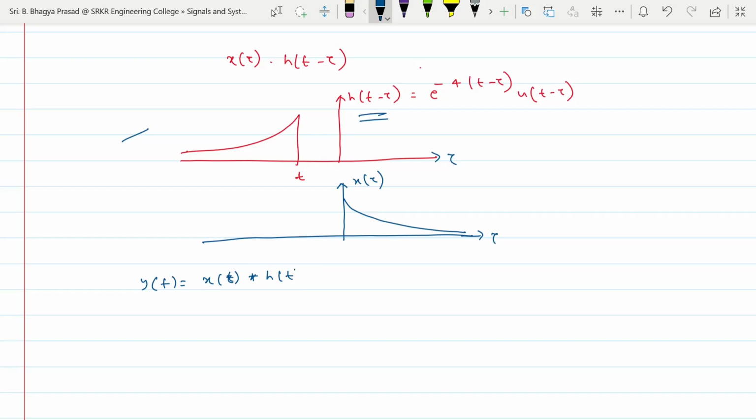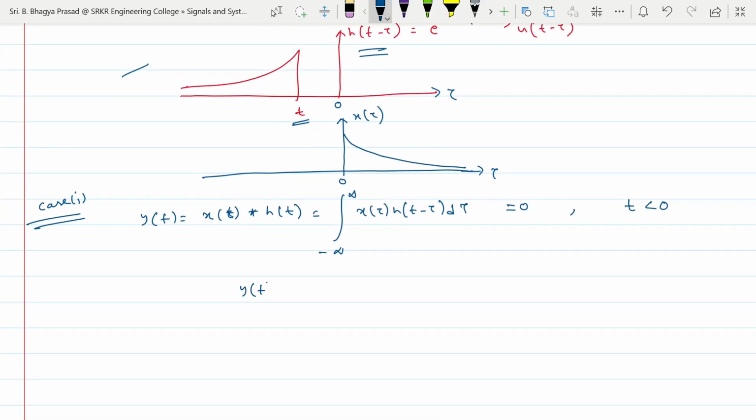x of t and h of t, that is integral x of tau h of t minus tau d tau, and this will be 0 for t less than 0, until t touches the 0 value. Until t touches the origin, there will be no product or overlapping of h of t minus tau and x of tau. So this is case 1. In case 1, y of t is 0 for t less than 0.